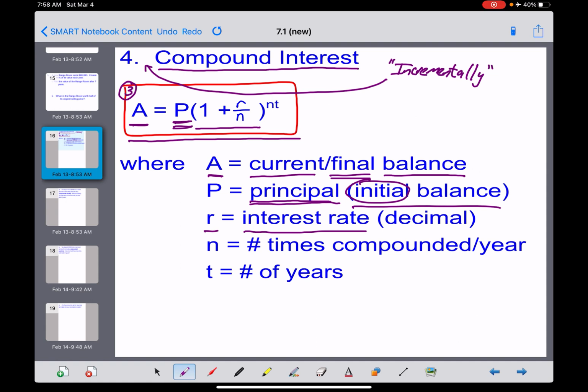That's what interest is. And once again, that interest rate is always going to be given to you as a percentage that you're then going to have to convert into a decimal. But that interest rate now gets divided by N, and this is new. N is the number of times per year that your interest is compounded.